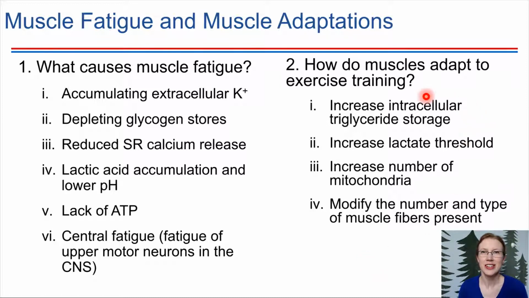So intracellularly, inside of the cells, they will start storing more triglycerides. So that's an energy reserve, right? That's the first energy reserve that's used during light exercise. And then they also, this is one that you may know from intro biology courses, when you exercise a lot, your mitochondria are stimulated to divide. So they divide and multiply, and that's just ultimately helping the cell to be able to produce more ATP.